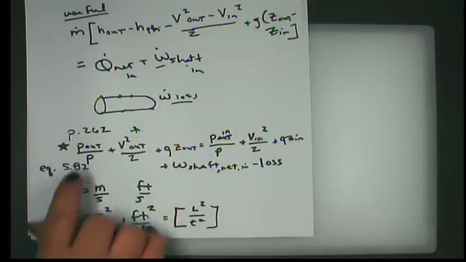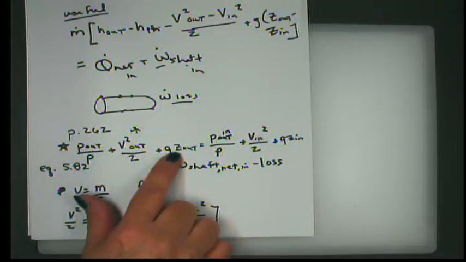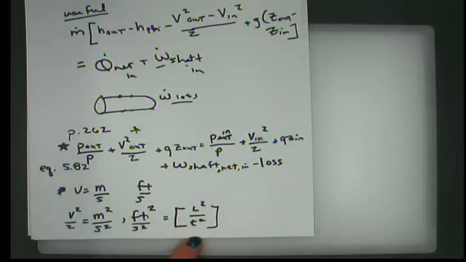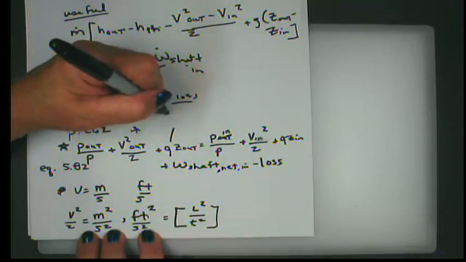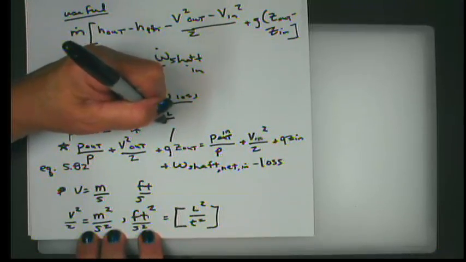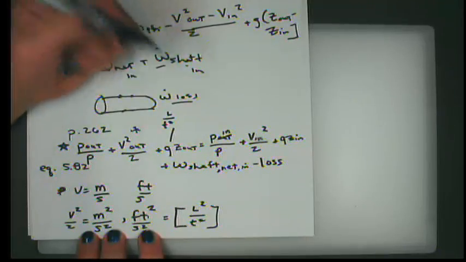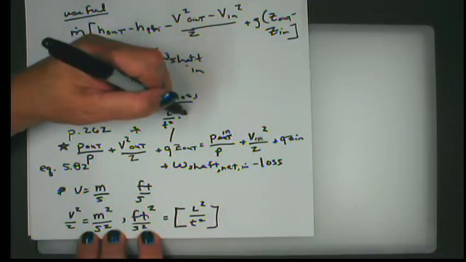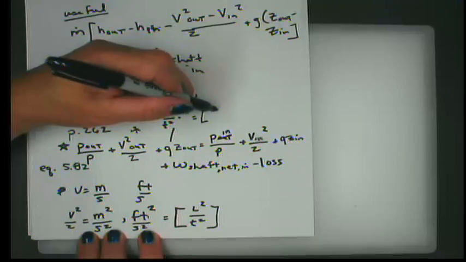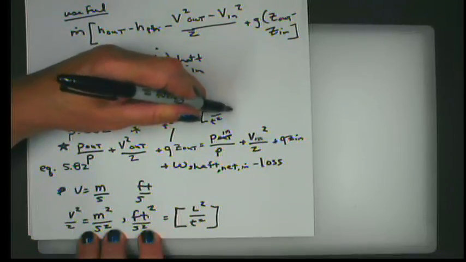So we can bet that each of these terms is also going to be in dimensions of length squared per time squared. So let's just check. G is in length, that's the gravitational constant, right? Length per time squared, the acceleration. Z is length. So we can see that the dimensions of this term is length squared per time squared.